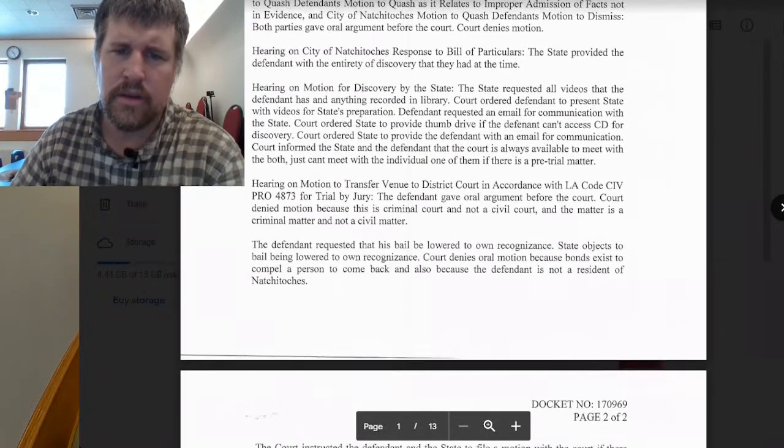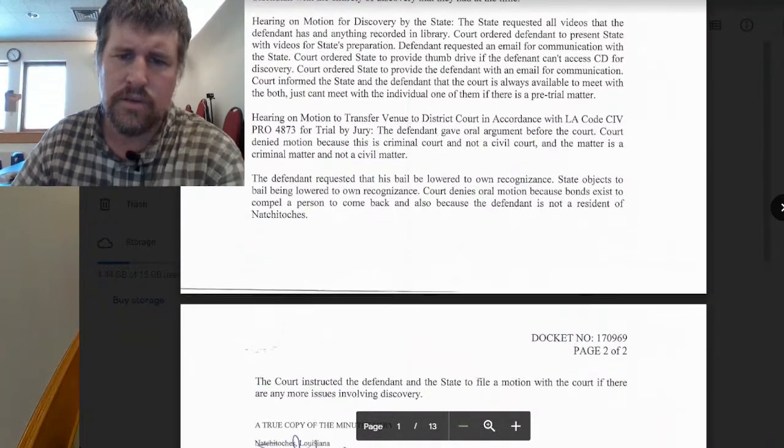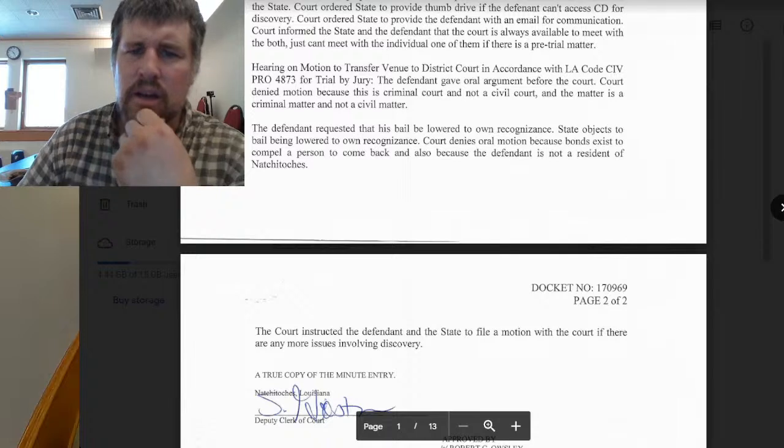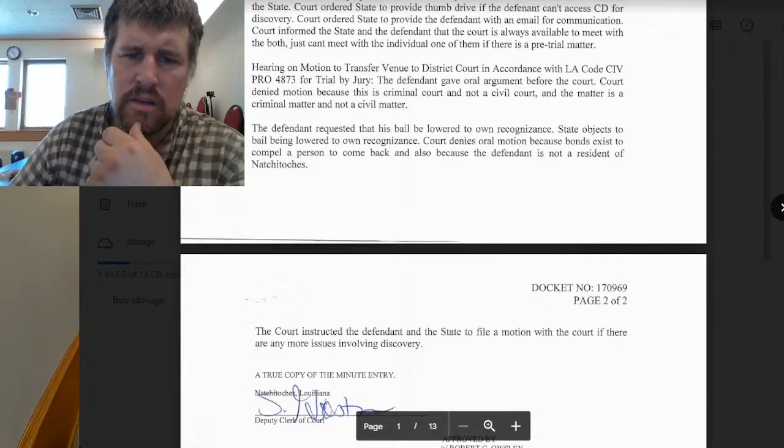Hearing on bill of particulars. Hearing on motion for discovery. Motion to transfer venue. Let's see, I gave oral arguments before the court. The court denied the motion because this is a criminal court and not a civil court, and the matter is a criminal matter, not a civil matter.